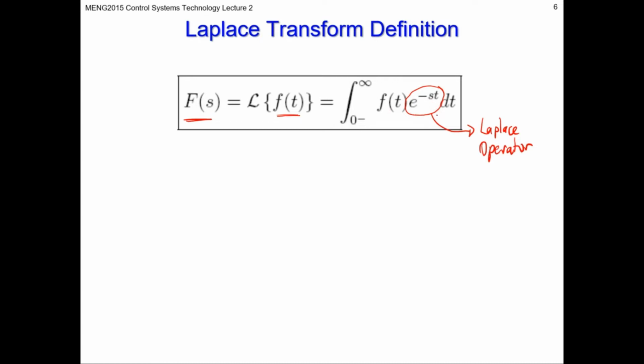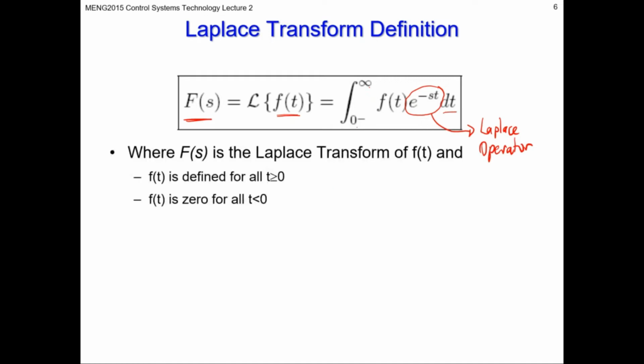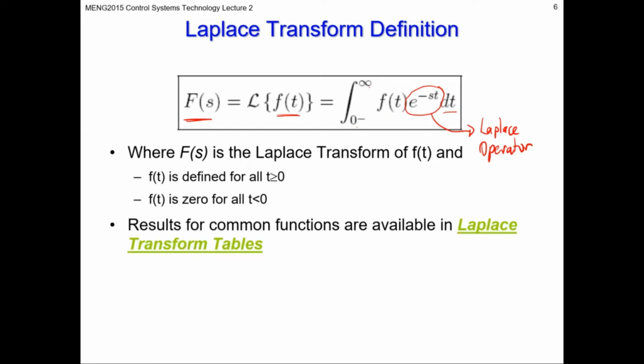We multiply our function by the operator e to the minus st and then integrate it between 0 and infinity over time. Our function in time is defined for all time greater than 0, but it's 0 for all time less than 0. So this runs from 0 to infinite time, so we're integrating over that range.